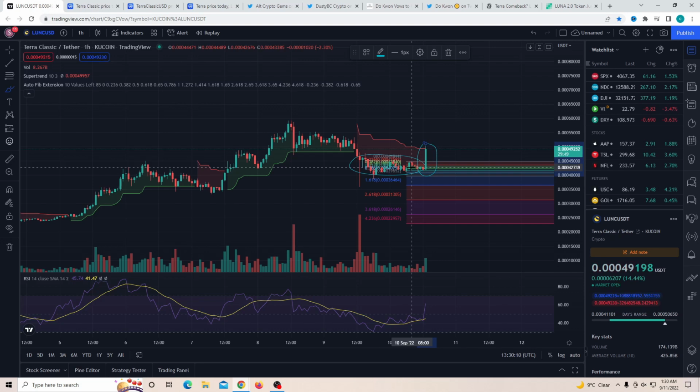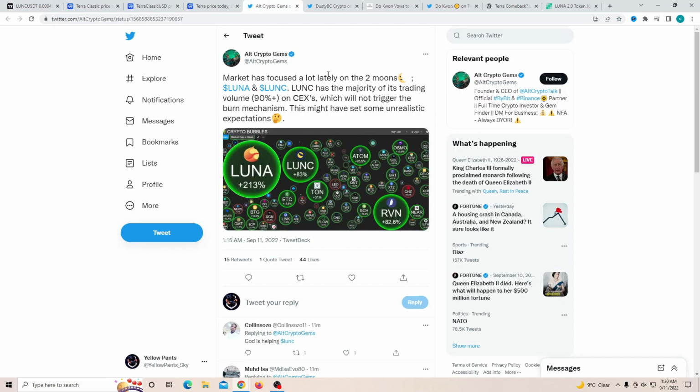Now before we carry on with the chart analysis, I want to show you this. About 13 minutes ago, Altcoin Gems, which is a crypto account with over 300,000 followers, decided to post about Luna Classic and Luna 2.0. Market has focused a lot lately on the two moons. Luna Classic has majority of its trading volume, 90% plus, on CEX, which will not trigger the burn mechanism. This might have set some unrealistic expectations. Now this is not true, because some of the CEX have decided that they will be implementing the 1.2% burn rate, but not all of them yet, as the majority of them still have to confirm.